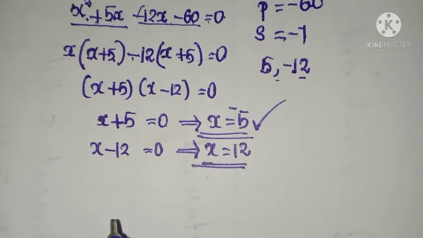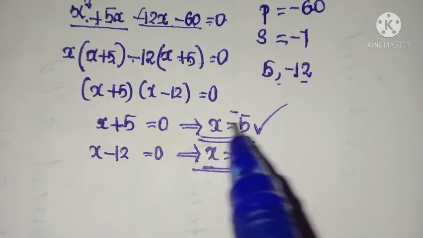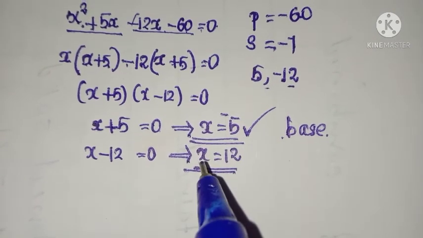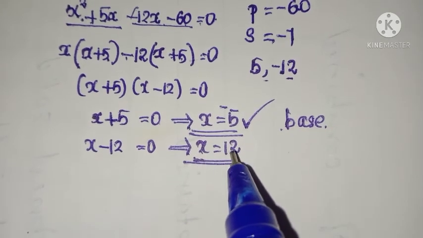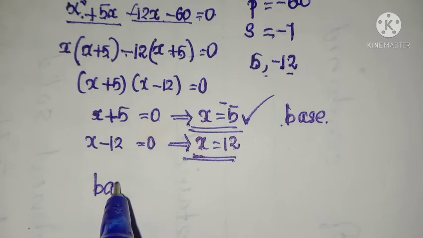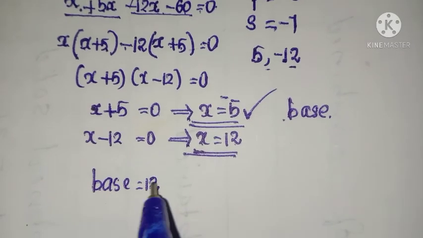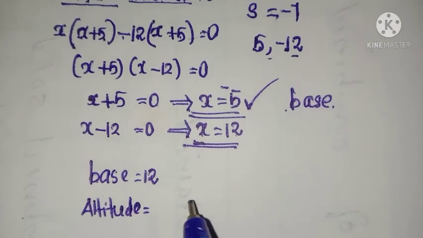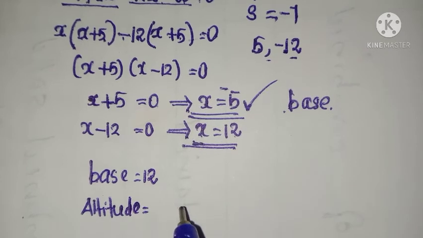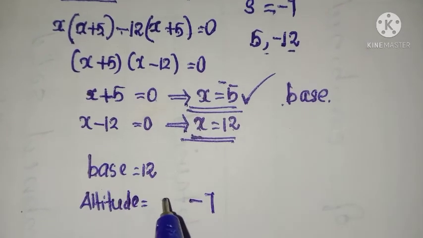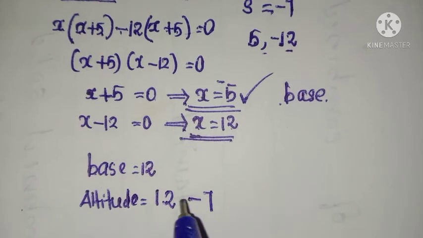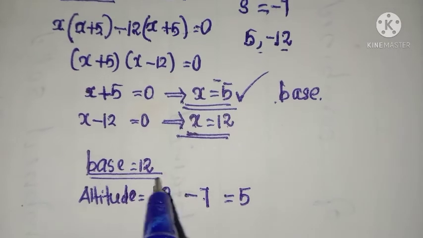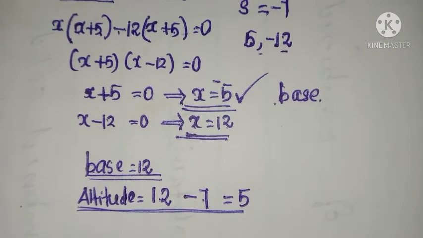Here negative value is not possible because x is our base. Length is always positive. So we can accept the value x equal to 12. That is, base equal to 12. When base equal to 12, what is altitude? Altitude is, what is given, 7 centimeter less than its base. That is 12 minus 7. 12 minus 7 is 5. So base equal to 12 and altitude equal to 5.